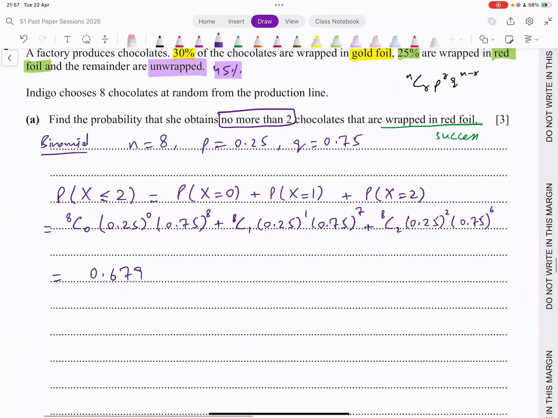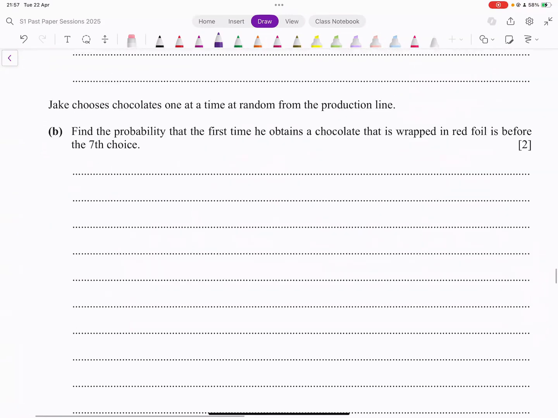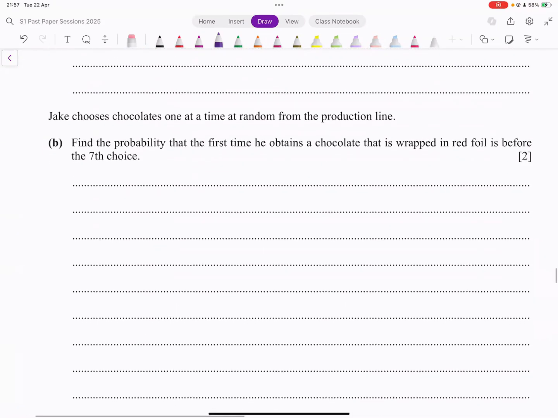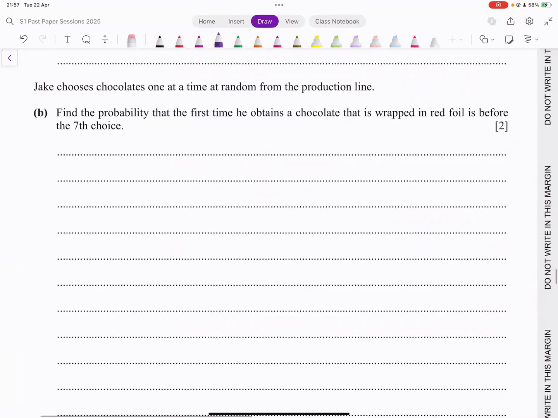Now it says Jake chooses. So now that's a different person. Jake chooses chocolates one at a time at random from the production line. Find the probability that the first time he obtains a chocolate that is wrapped in red foil is before the 7th choice.